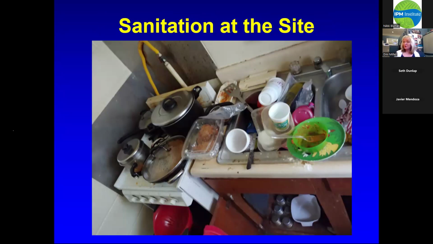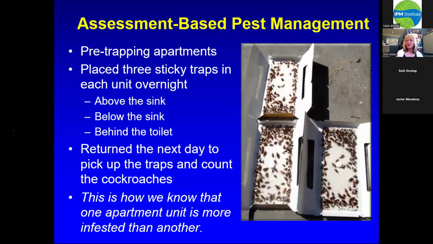Well, again, sanitation on these sites was very challenging. And we're trying to put bait out, but look at all these competing food sources that we have just sitting there in these apartments. And I thought, boy, this is going to be really hard to conduct this bait study in a place that looks like this, that has all this other food. So the way that we started with this assessment-based pest management is to find out which units were the most infested to use for this study.